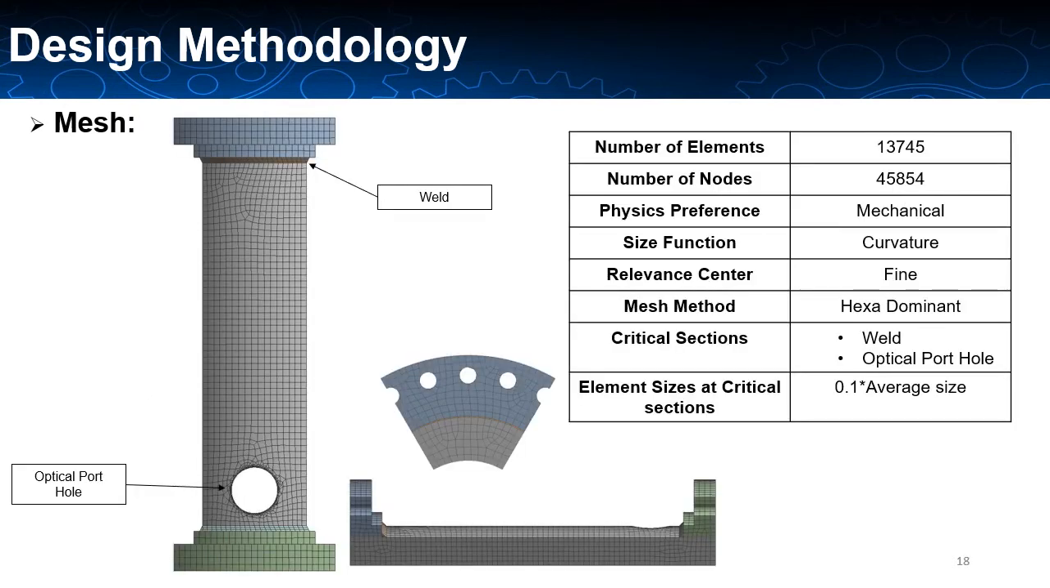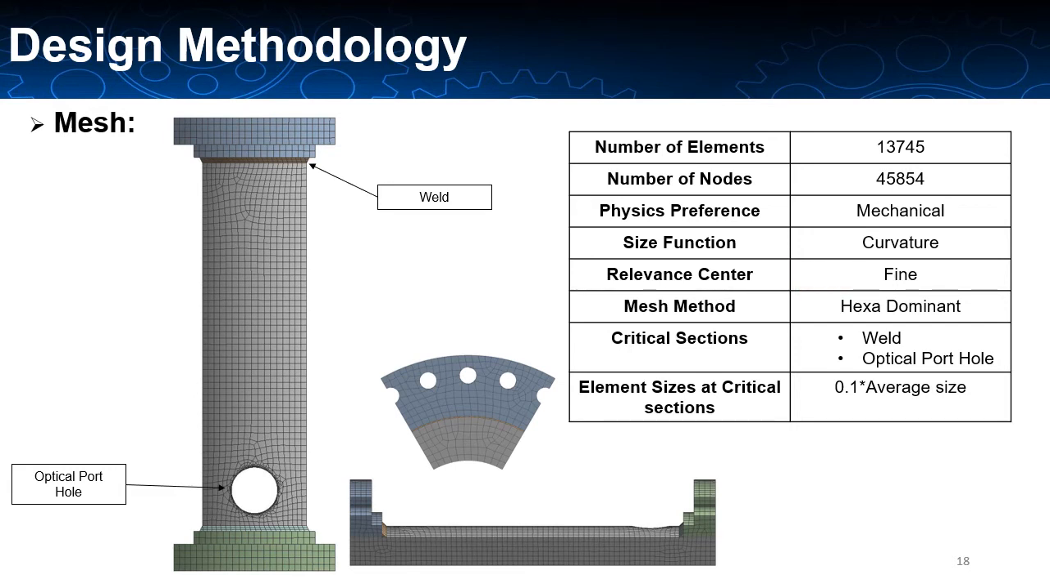That's how the mesh looked in my study. The number of elements I used was around 130,000. The number of nodes was around 450,000. And these are the options that I used for the simulation. The physics preference was mechanical because I'm using structural and thermal. The size function was curvature. I used fine relevance center to get a better mesh.